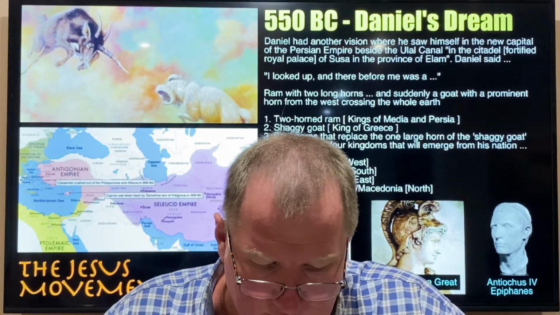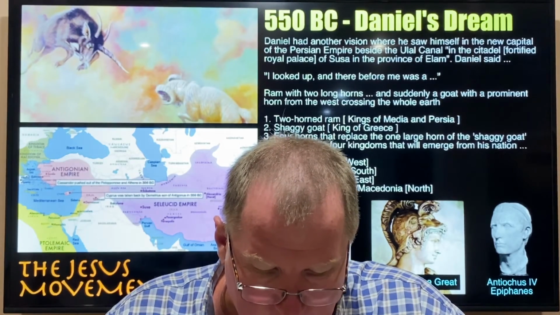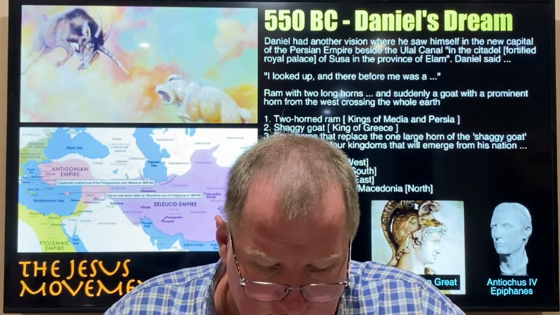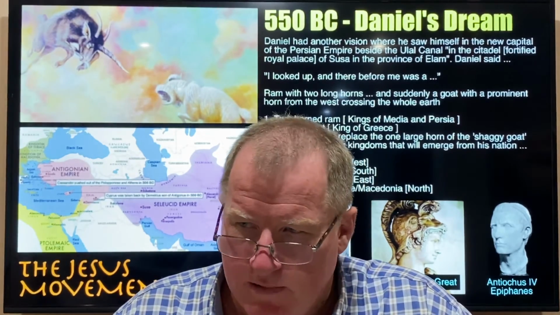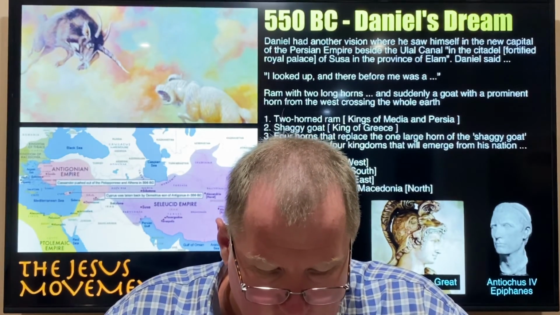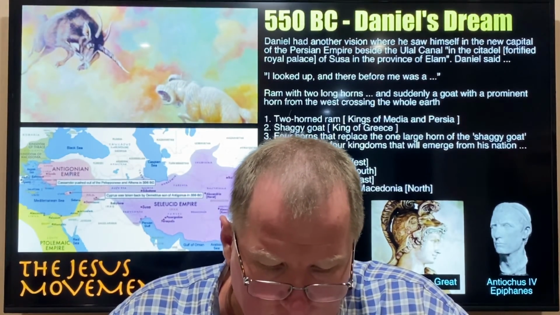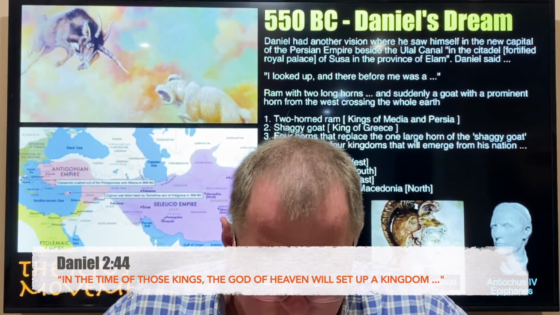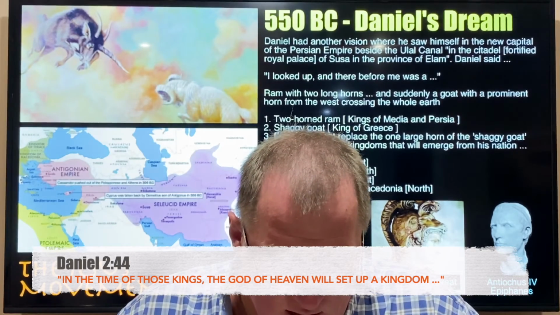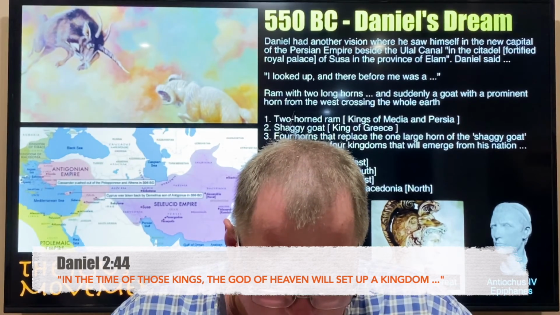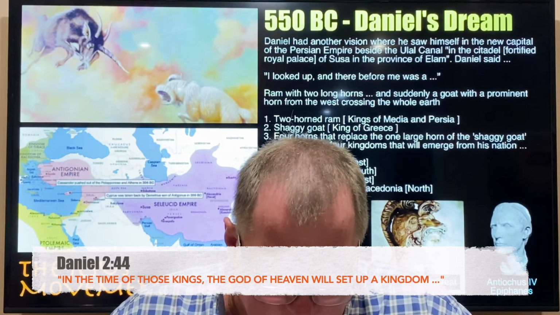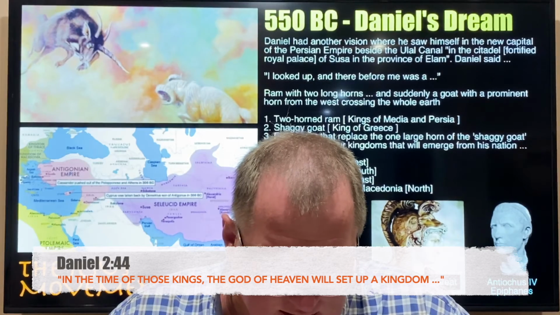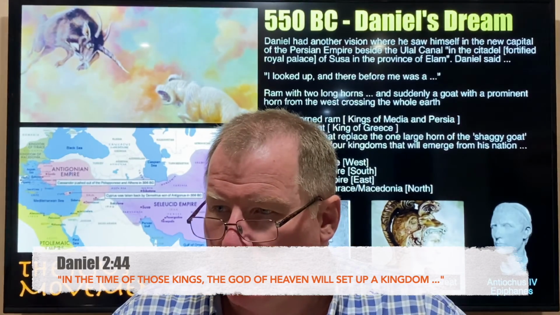And the final component of Daniel's vision, in which he is told, "Seal up the vision, for it concerns the distant future," refers to the Messiah, Jesus, and he is the Prince of Princes that's mentioned in the prophecy. This vision aligns with the interpretation Daniel gave of the dream of King Nebuchadnezzar in Daniel 2 verse 44, when he said, "In the time of those kings, the God of heaven will set up a kingdom that will never be destroyed, nor will it be left to another people. It will crush all those kingdoms and bring them to an end, but it will itself endure forever."